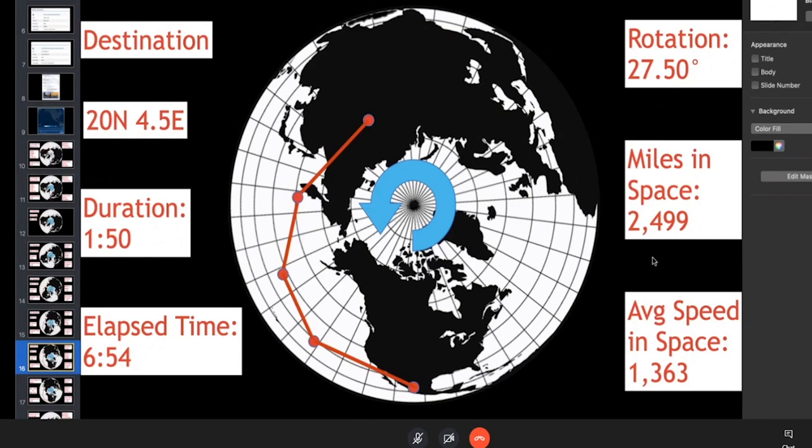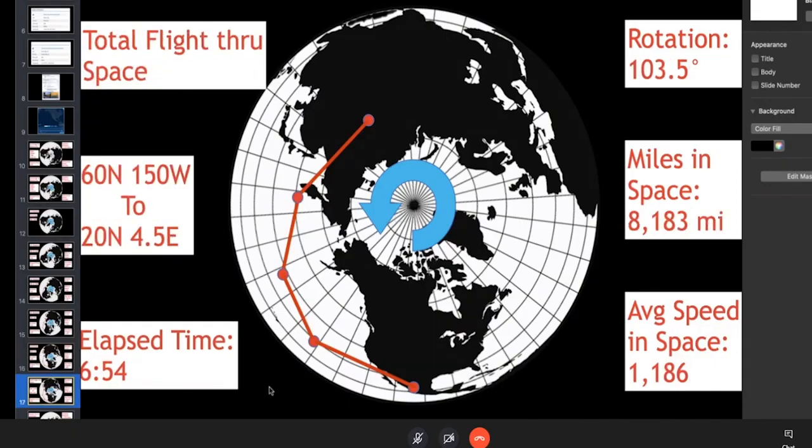They went a whopping 2,499 miles in space on this last leg during the last hour and 50 minutes of the flight. And their average speed increased drastically to 1,363 miles an hour. Now remember, they've inherited from their starting location 513. So if you subtract the 513, the engine would theoretically add to their acceleration and their speed about 850 miles an hour.